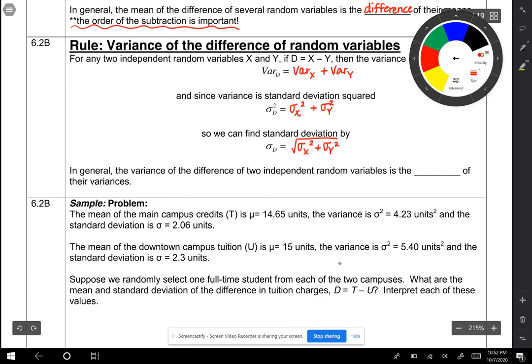And none of these formulas are on your formula sheet, so you're basically expected to know this. There you go. So you're not going to subtract standard deviations or any of that stuff. In general, the variance of the difference of two independent random variables is the sum of their variances.